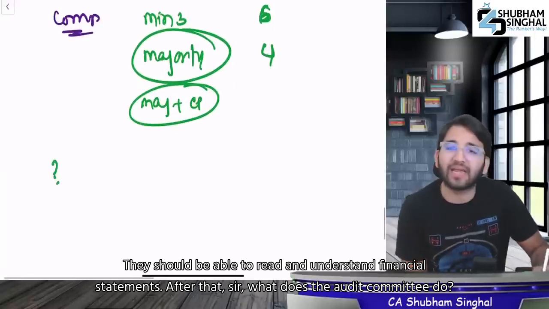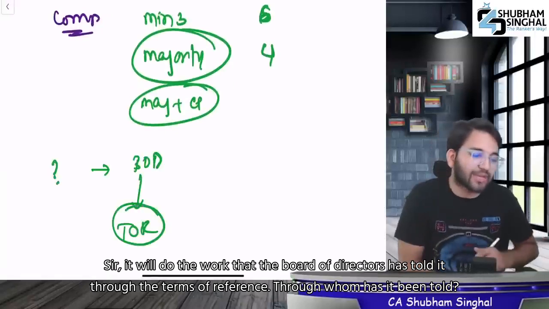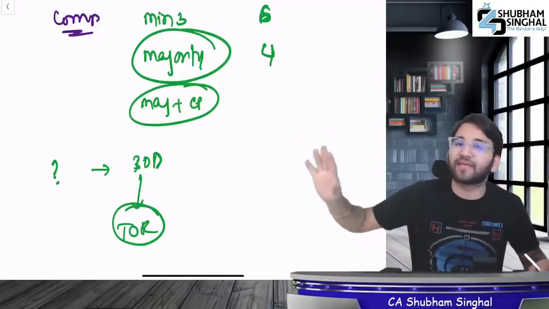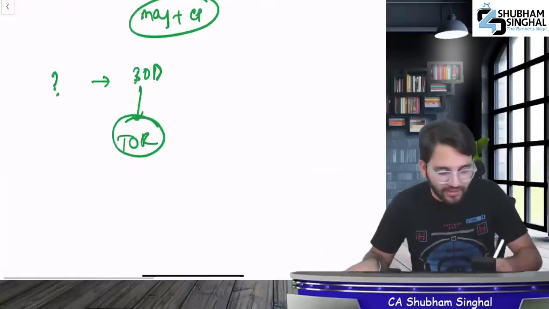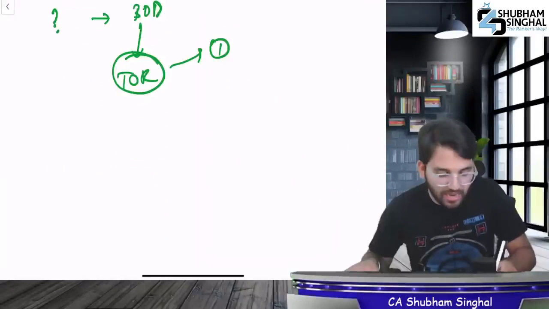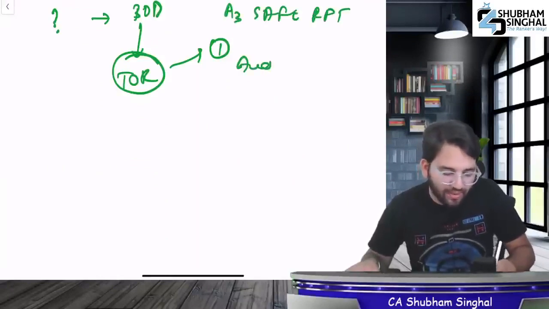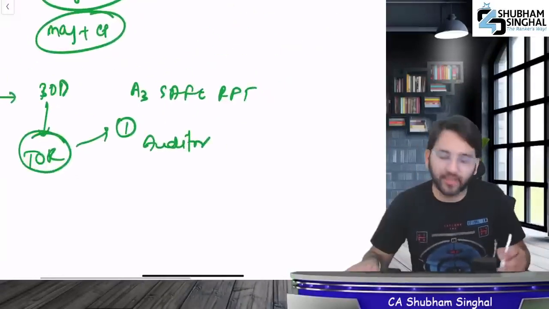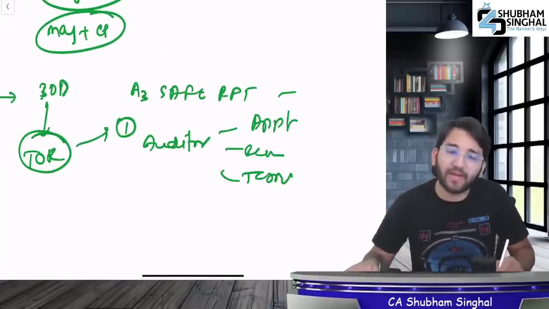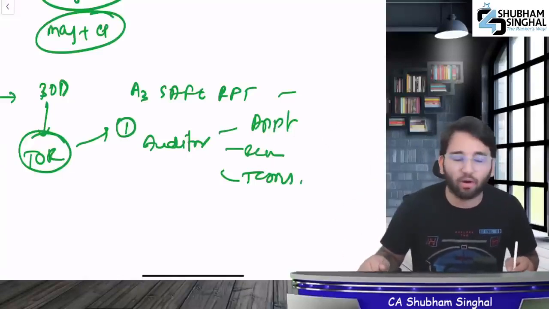Then what does the audit committee do? It will do the work that the board of directors told it through the terms of reference. Is this clear? What work has been assigned through the terms of reference? For the terms of reference, the first thing you need to remember is the shortcut, which is SAFE RPT. First thing is all the points related to the auditor. What are those points? The auditor's appointment, the auditor's remuneration, and the terms of his appointment. Audit committee will do that.